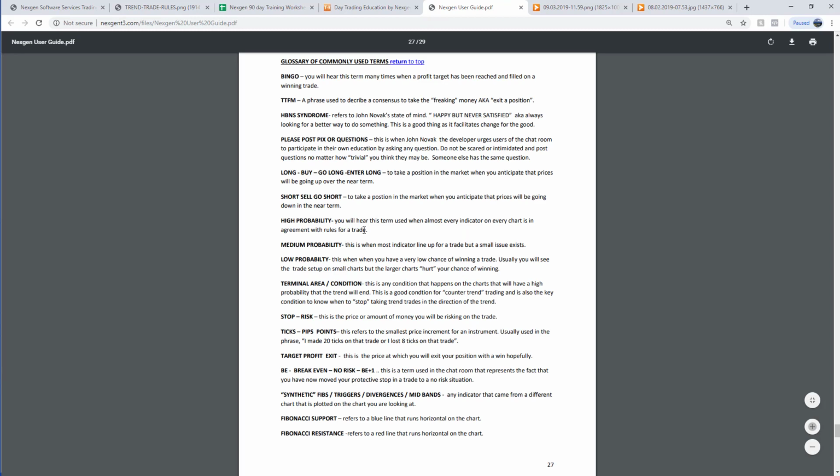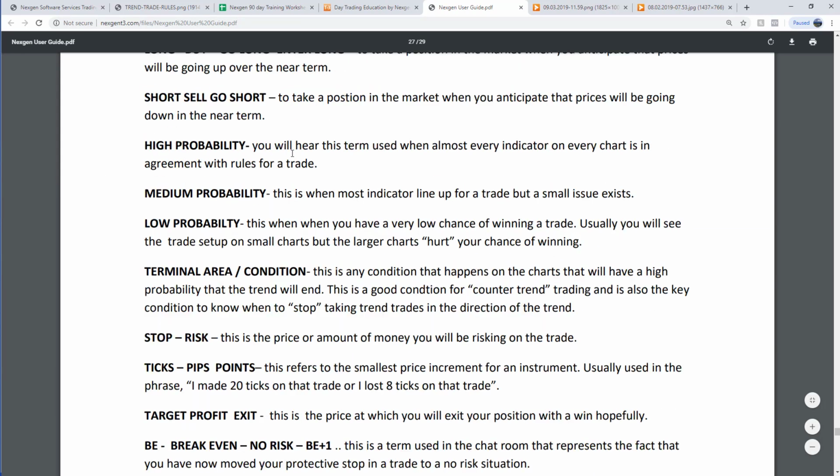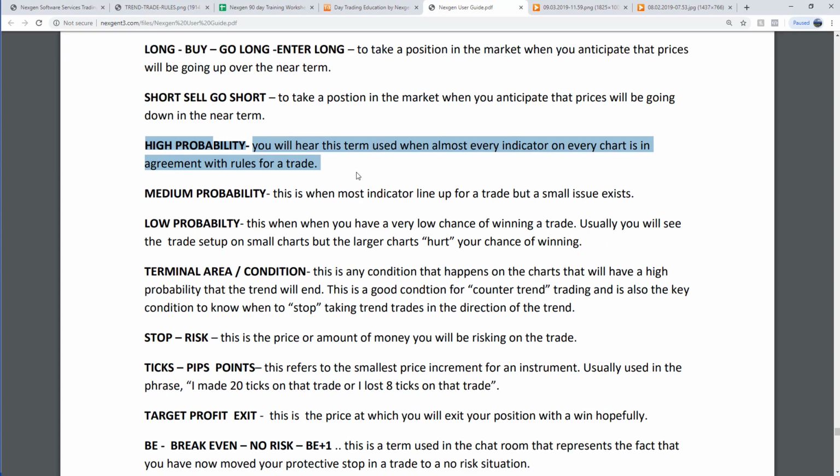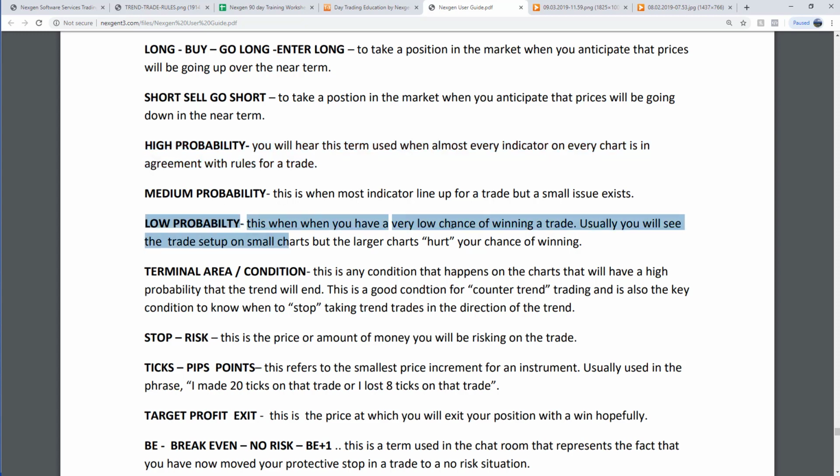In the software user guide, the only difference between a high probability trade, and when we talk about high probability, what are we saying? We're saying that all of the charts and all of the indicators line up and say relatively the same thing at the same spot. That's high probability. Low probability is when you have a low chance of winning a trade. Traditionally you're going to see the great trade setup on the small chart, but the large chart hurts your chances of winning.